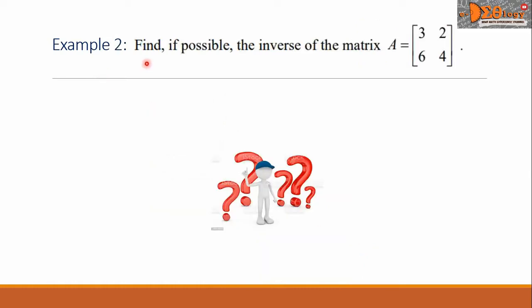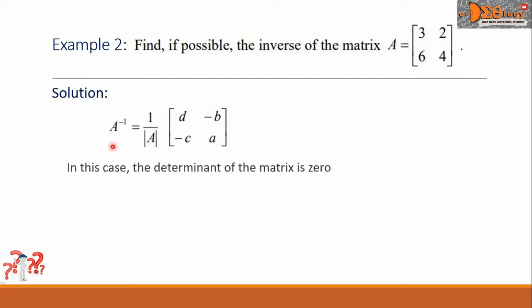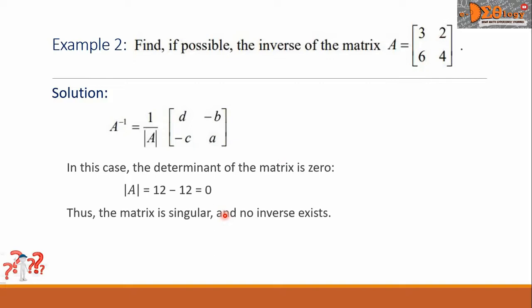Example 2. Find, if possible, the inverse of the matrix A equals the elements 3, 2, 6, 4, respectively. We write our formula for the inverse. We can see here that in this case, the determinant of the matrix is 0. To show that, we have 3 times 4 is 12 minus 6 times 2 is 12, and 12 minus 12 is 0. That means the matrix is singular and no inverse exists.